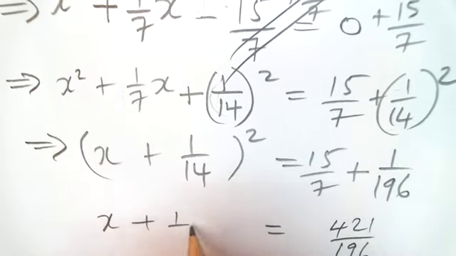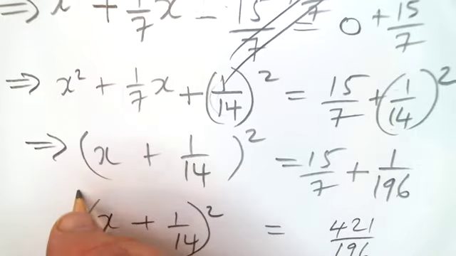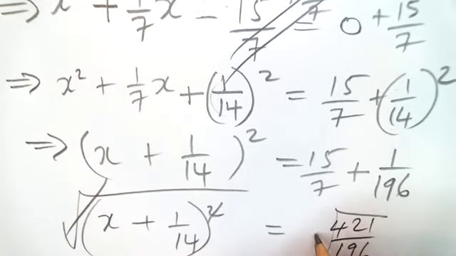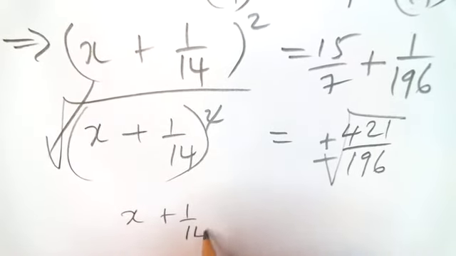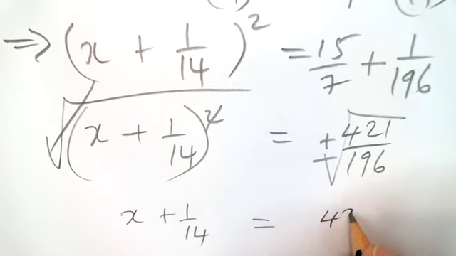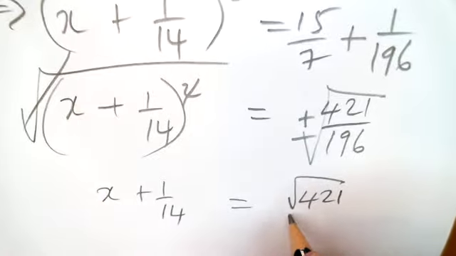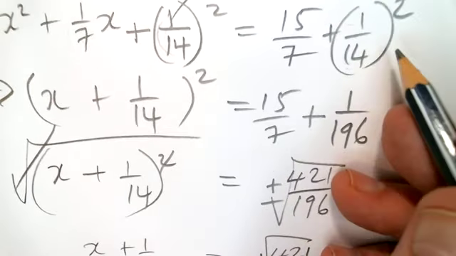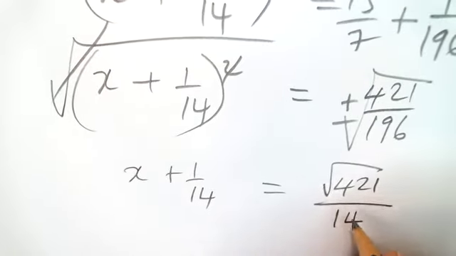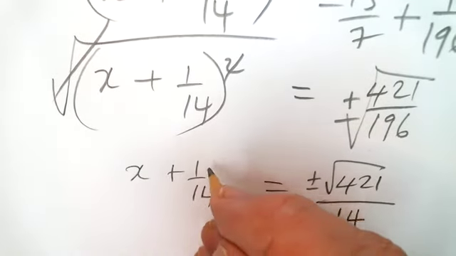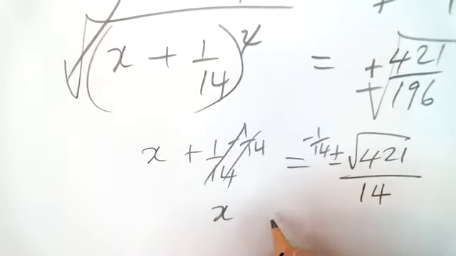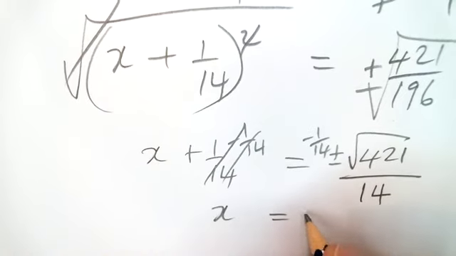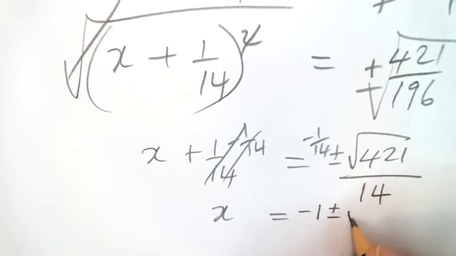So I've got x plus 1/14, squared, is equal to 421 over 196. Taking the square root means I've now got a plus or minus over here. So x plus a 14th is equal to plus or minus the square root of 421 over the square root of 196. I don't know what the square root of 421 is, and I can't do anything about it. But I do know the square root of 196, because we just had it: it must be 14. So now I'm going to subtract 1/14 from both sides, leaving me with x is equal to, now that I've got a common denominator, -1 plus or minus root 421 all over 14.